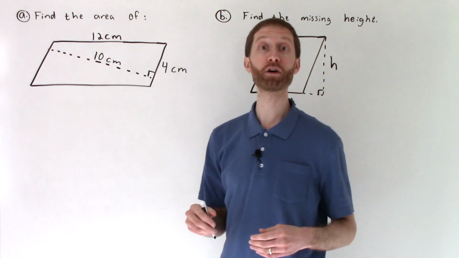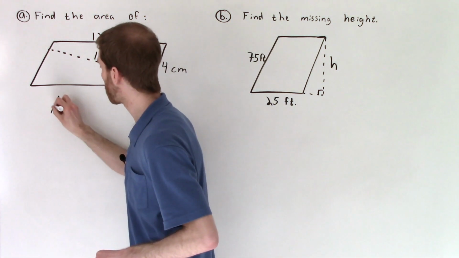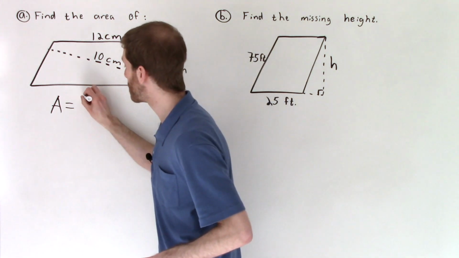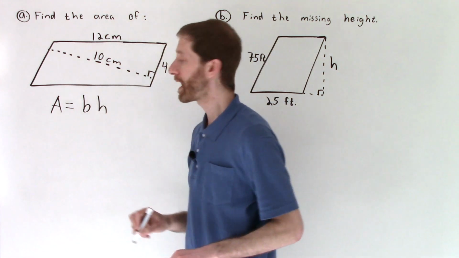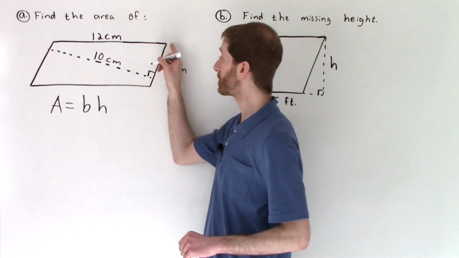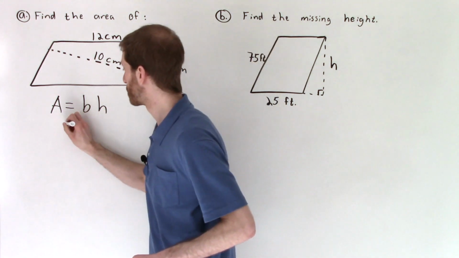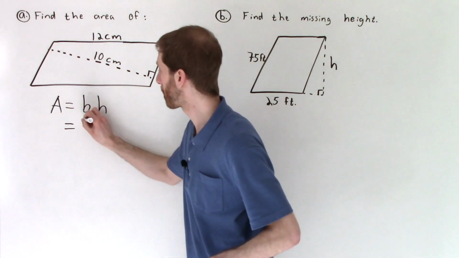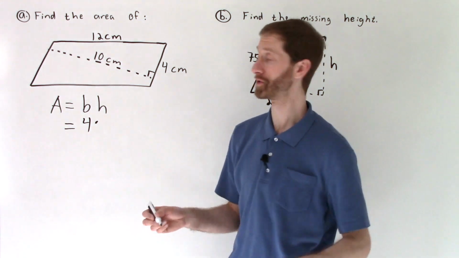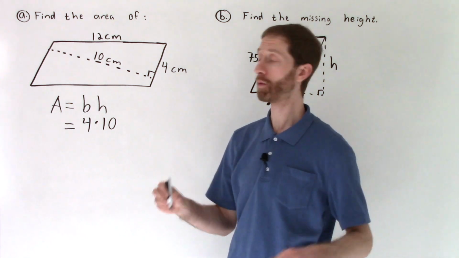So let's start out with our formula. Always start out with that idea. We have that the area of a parallelogram, if you recall from the previous video, is the base times the height. And as we just discussed, the base and the height have to make right angles. So we know the base is 4 centimeters because it makes a right angle to the 10 centimeters. So the base is going to be 4, and we're going to multiply that by the height, which is 10 centimeters. Sweet. 4 times 10 is equal to 40, and that's it.